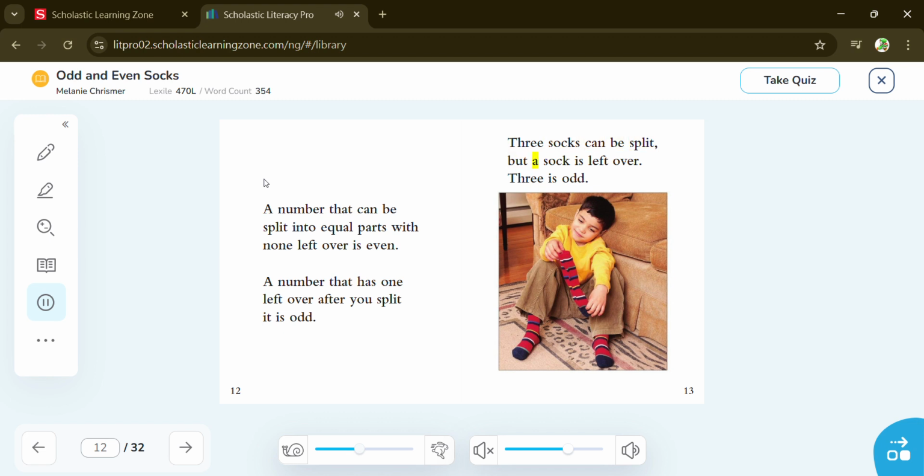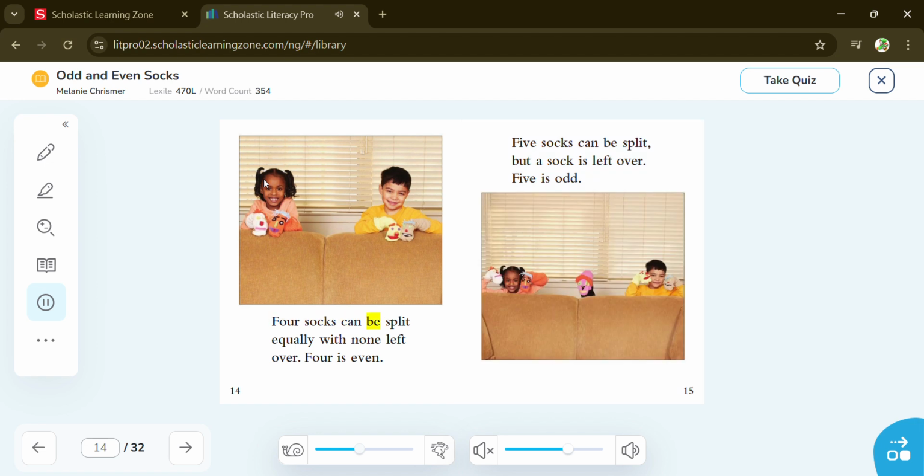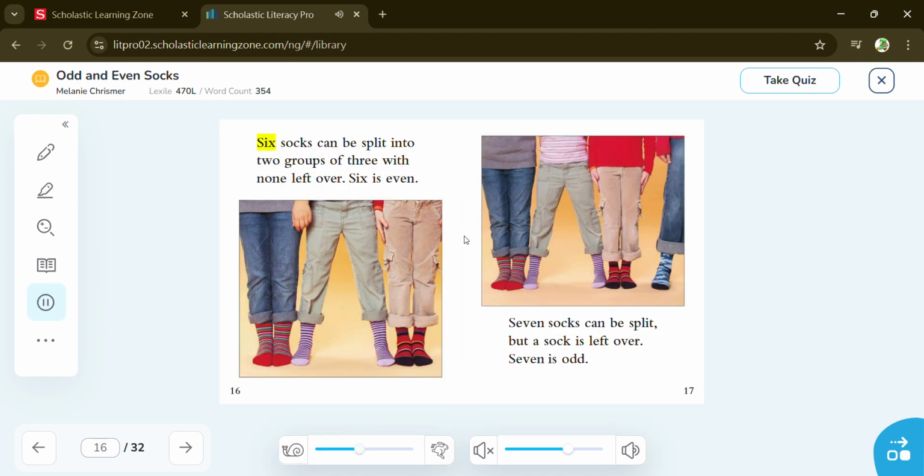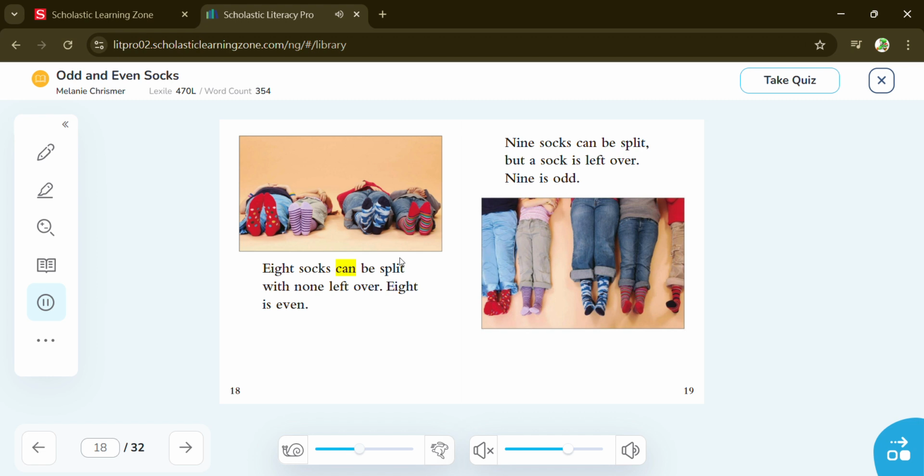3 socks can be split, but a sock is left over. 3 is odd. 4 socks can be split equally, with none left over. 4 is even. 5 socks can be split, but a sock is left over. 5 is odd. 6 socks can be split into 2 groups of 3, with none left over. 6 is even. 7 socks can be split, but a sock is left over. 7 is odd. 8 socks can be split, with none left over. 8 is even. 9 socks can be split, but a sock is left over. 9 is odd.